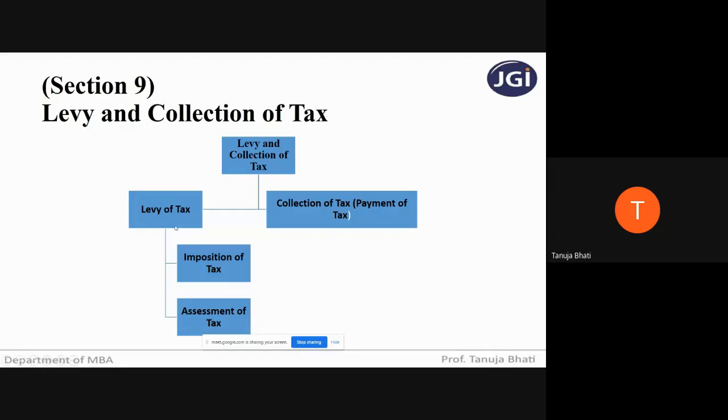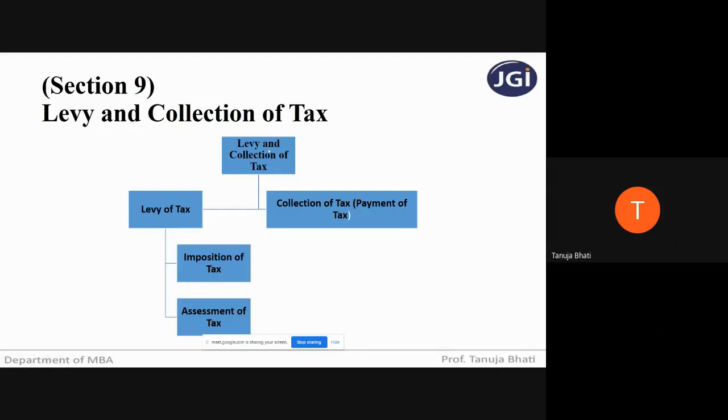So students, first of all, let us understand what is levy. The levy is nothing but to impose, and this power to impose tax is given in the Constitution of India. Let it be any taxing statute, let it be direct tax or indirect tax, the basis for charge of any tax depends on the taxable event. Only when there is a taxable event can you impose tax. Taxable event is nothing but the occurrence of any event which triggers the levy of tax.